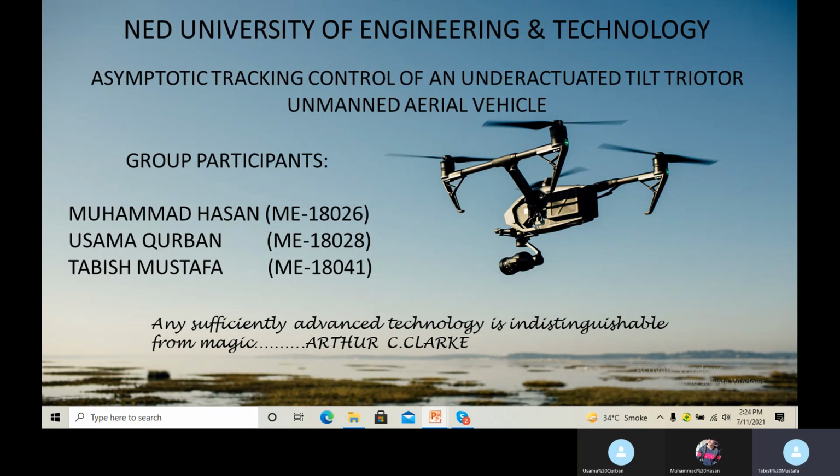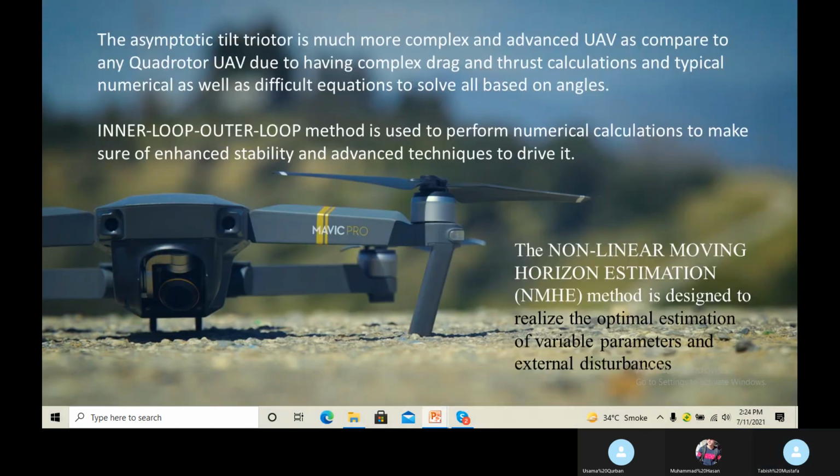The topic that we are going to discuss is the asymptotic tracking control of an under-actuated tilt triotor unmanned aerial vehicle. The tilt triotor is mainly considered typical as a quadrotor, but it is a much more complex and advanced UAV as compared to any quadrotor unmanned aerial vehicle because of having complex drag and thrust calculations.